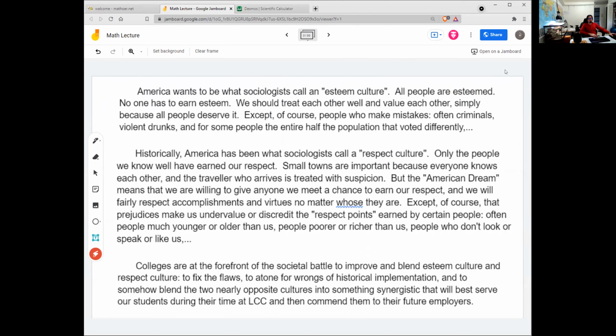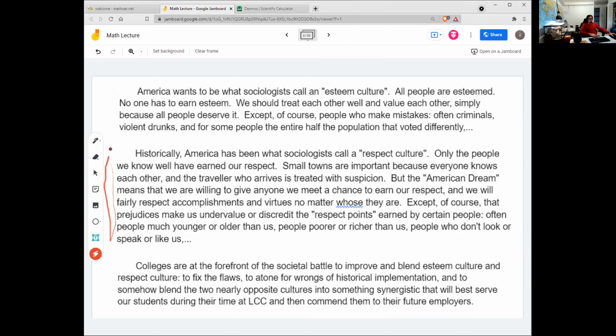In an esteem culture, everyone has esteem to start with. No one has to earn it. Everyone should treat each other well and value each other because all people deserve esteem. And of course, there are ways to lose esteem, right? We can say, oh, you don't get to vote if you're a felon, or you're a violent drunk. I don't value you as much anymore, or however it is. That's how the esteem culture works.